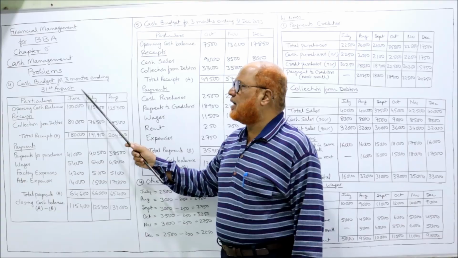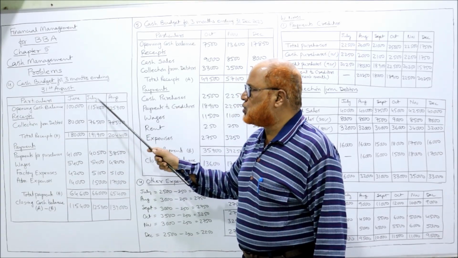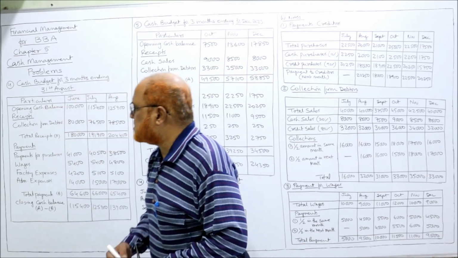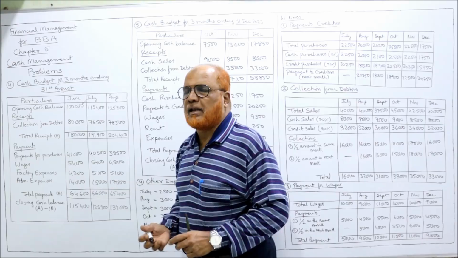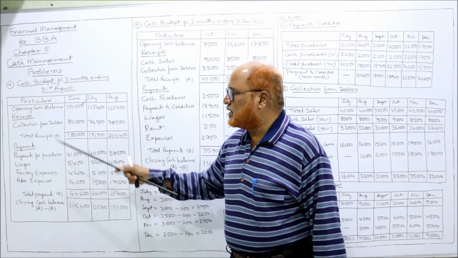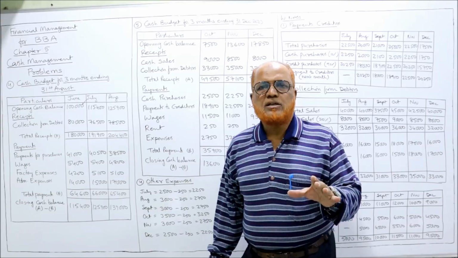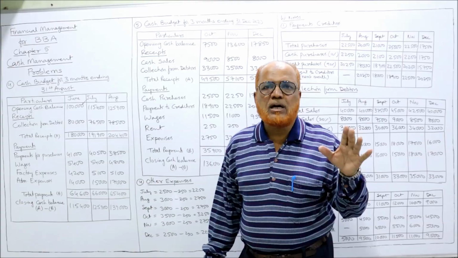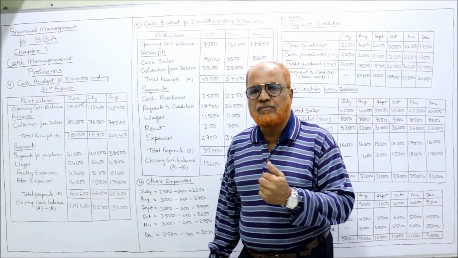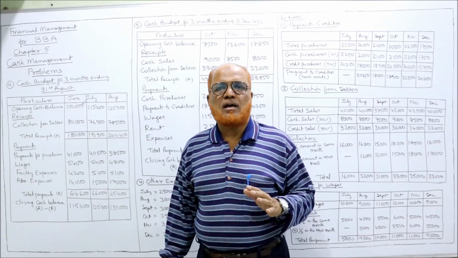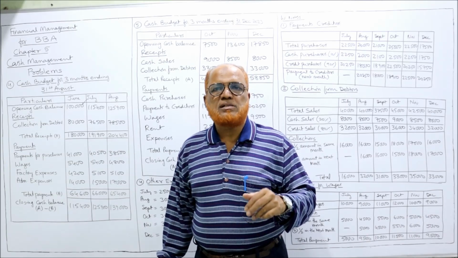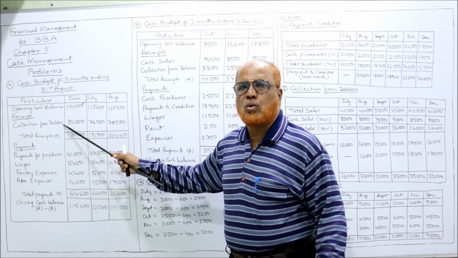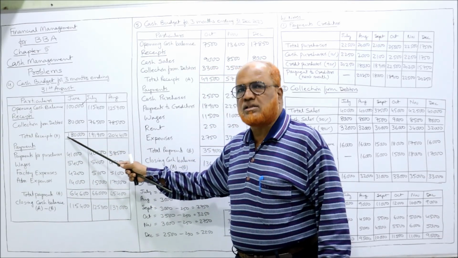Cash budget for 3 months ending 31st August. So June, July, August. Opening cash balance 1 lakh. This is given in the problem itself. 1st June opening balance. First of all, we will make the receipts and payments. In this problem, we don't have cash sales. All the sales are on credit. Cash sales information is not given. All the sales are sold on credit. But amount is received after 2 months. So we'll take only collection from debtors, only one receipt. Take the total receipt A.